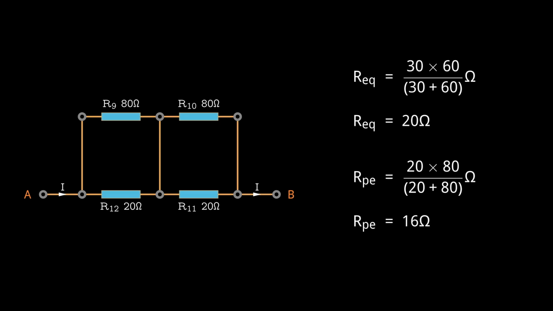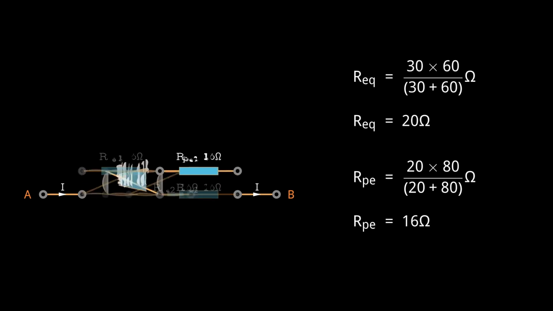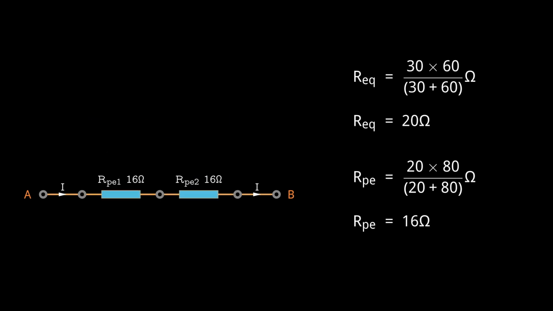Once replaced with their equivalent resistors, the circuit simplifies to 2 resistors in series. Adding the values of these 2 series resistors gives us the final equivalent resistance between nodes A and B, which is 32 ohms. I hope you now have a solid grasp of how to identify symmetry in a circuit and the systematic steps required to simplify such circuits effectively.